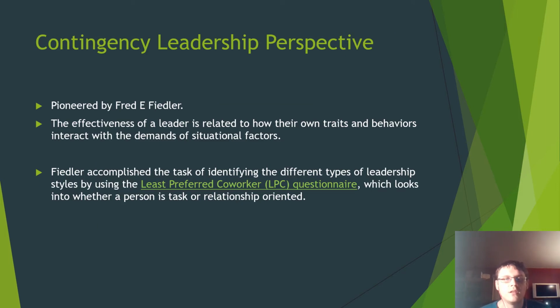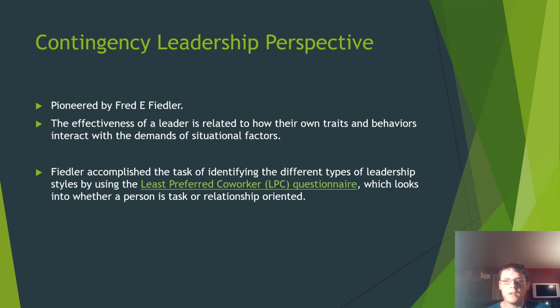Next is the contingency leadership perspective by Fred E. Fiedler, which basically is that the effectiveness of a leader is related to how their own traits and behaviors interact with the demands of situational factors, or how they interact with their least favorite employee, whether it's a pleasurable or unpleasurable experience. Fiedler accomplished this by identifying the different types of leadership styles using the least preferred co-worker questionnaire, which looks into whether a person is task or relationship oriented.